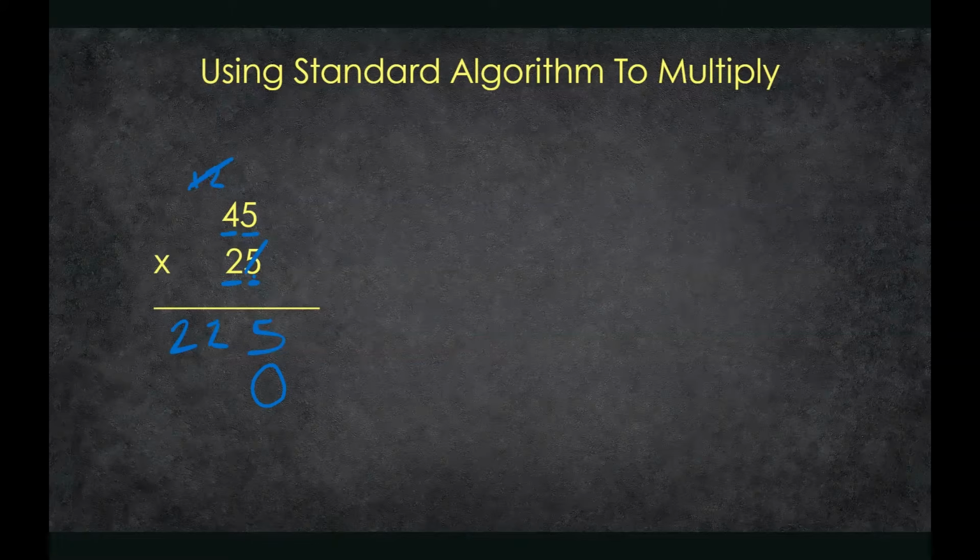2 times 5 is 10. 2 times 4 is 8, plus 1, 9. Last step, add those parts together. 5, 2, and then 9 plus 2 is 11. So our product is 1,125. Okay, hopefully this is making sense.